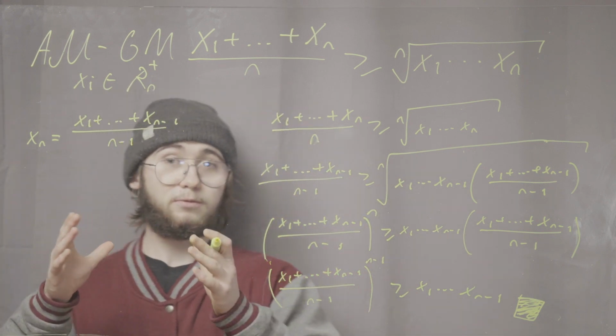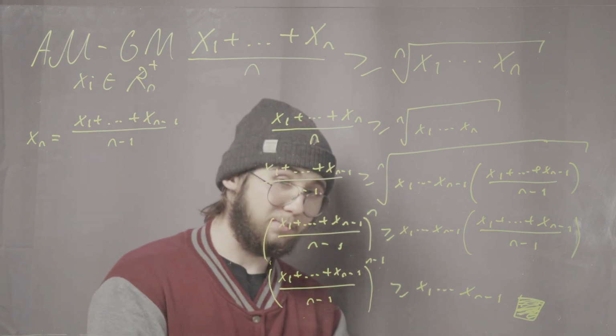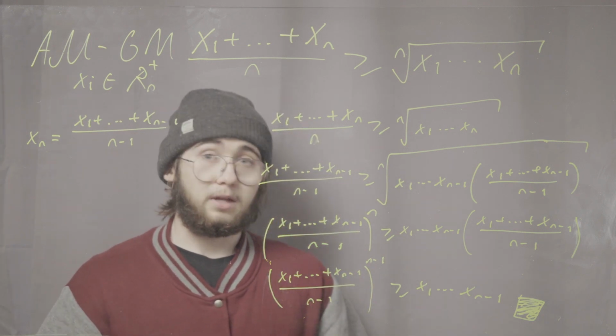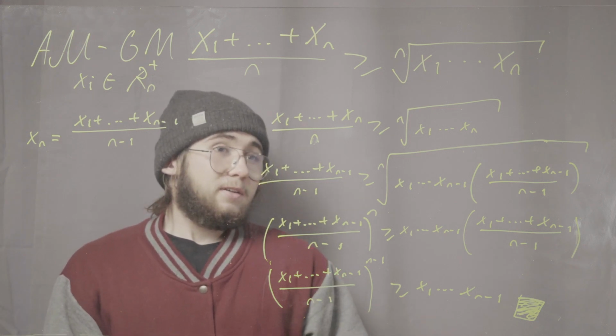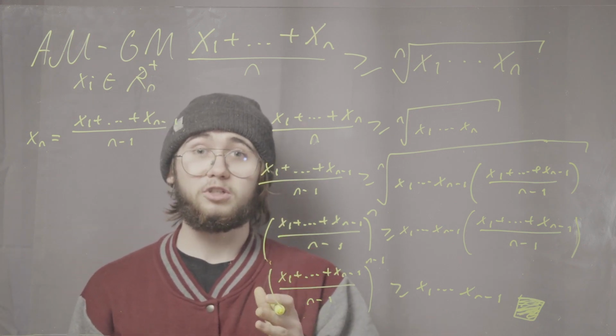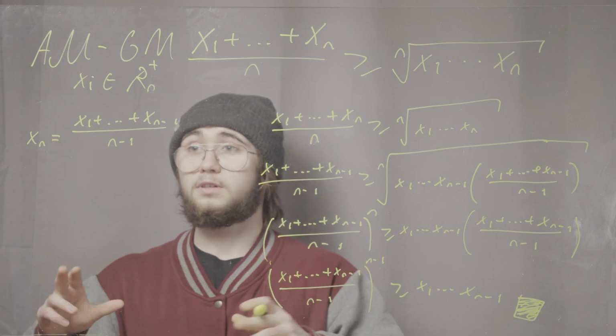So we proved the statement for all even numbers and all odd numbers. Well, add it all up, we proved it for all natural numbers there are. And so AM-GM is proven.